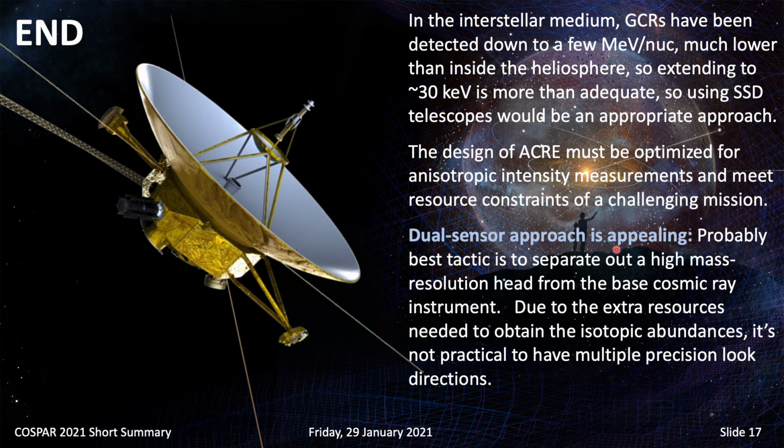And probably the best tactic, although it probably would be a slightly higher mass approach, but maybe a simpler approach and probably giving better quality measurements, would be to use a dual sensor approach where we have a main anisotropy sensor and a specialized isotopic high mass resolution sensor that are different designs rather than using the single sensor approach.